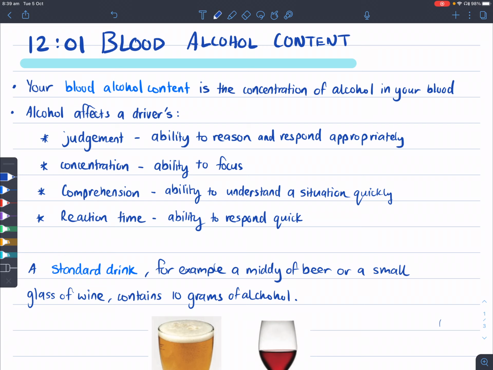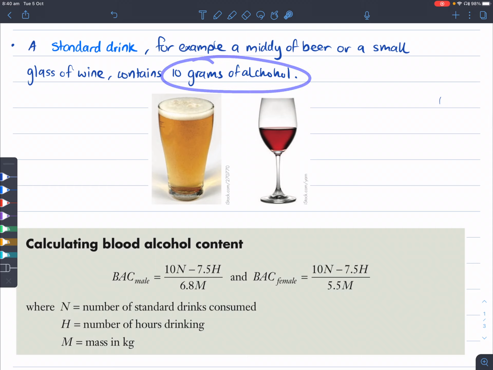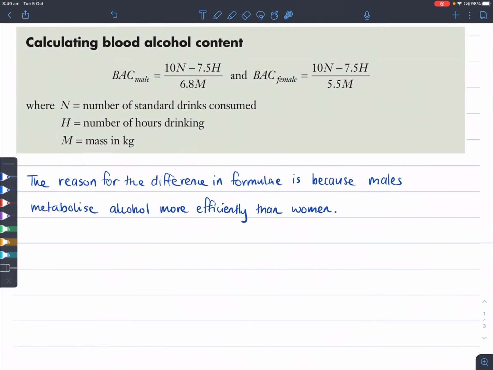So a standard drink, what that means is, for example, a mini of beer or a small glass of wine, and this contains 10 grams of alcohol. You see that in a lot of alcoholic drinks on the label. They might say 1.5 standard drinks, 2 standard drinks, and so forth, depending on how strong that drink is. And the more you drink of that, the longer it takes for your liver to break down for you to drive again.